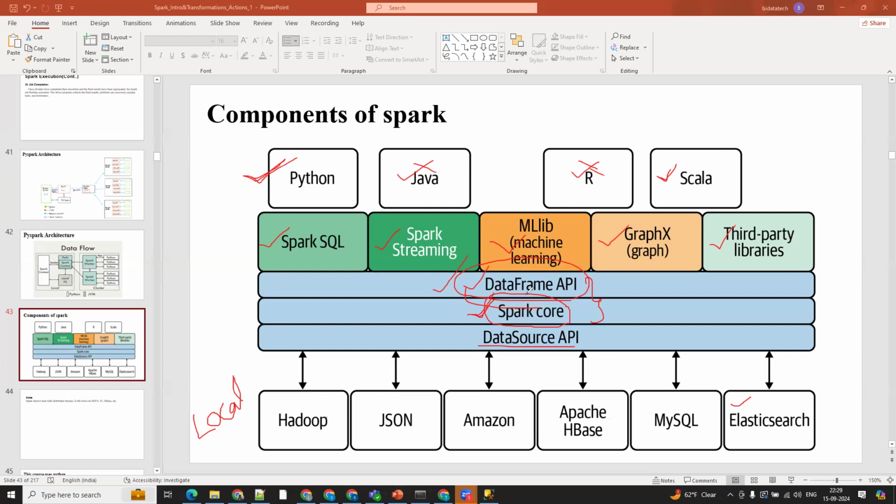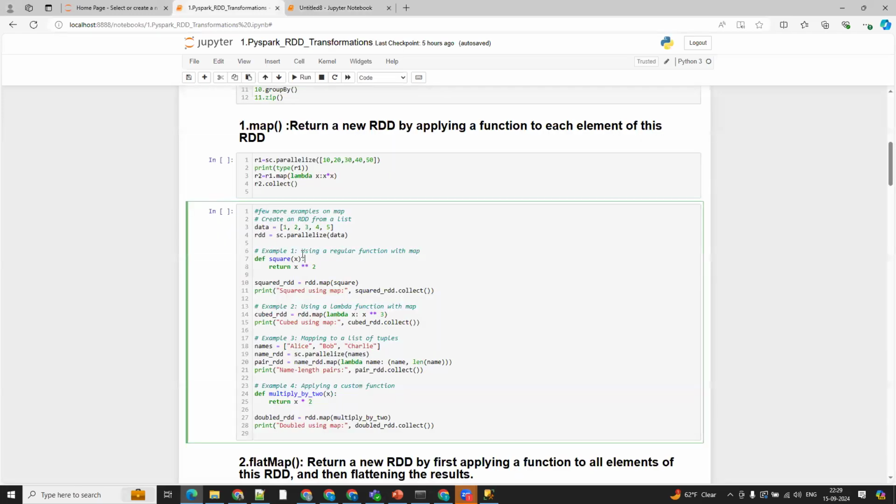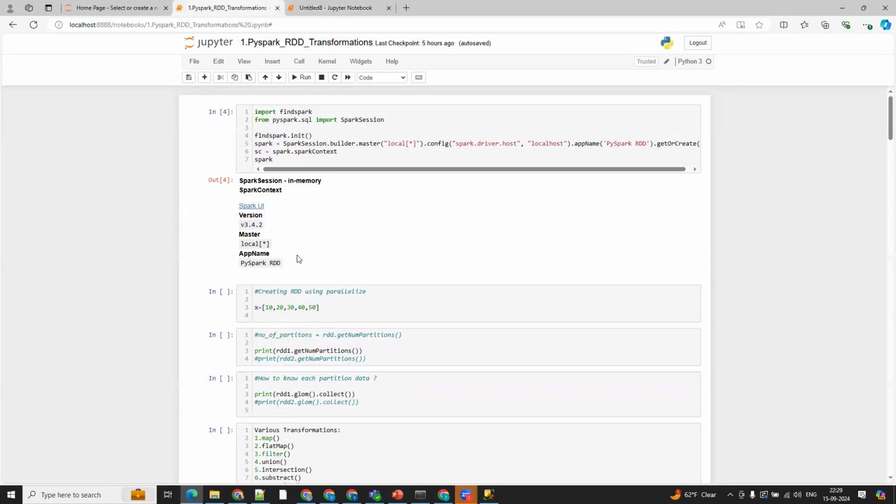Data frames are nothing but the Spark SQL part. From tomorrow onwards, I'll try to execute the code. Today I already started the execution part. I'll give you one document on how to install Spark in your local, or if you have Databricks Community Edition.